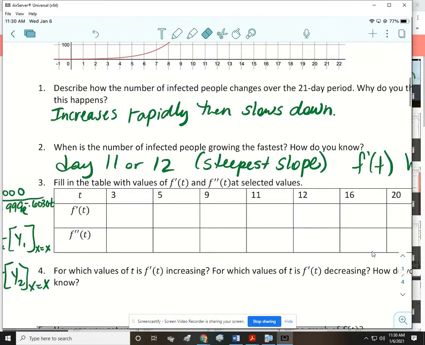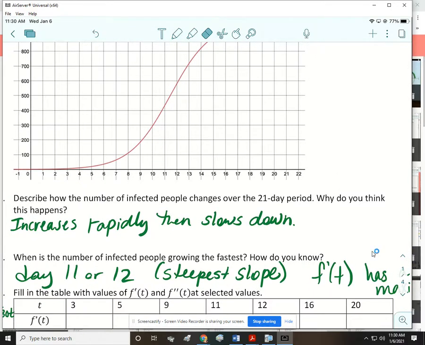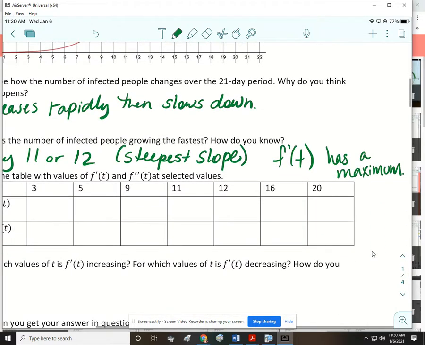All right, and then number 2 asks, when is the number of people infected growing the fastest? So to me, it's growing the fastest kind of in this section right here where the slope is the steepest. Now I put a little note also that f prime of t would have a maximum there where the number of people infected is growing the fastest.